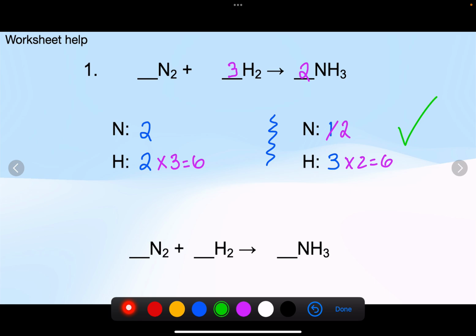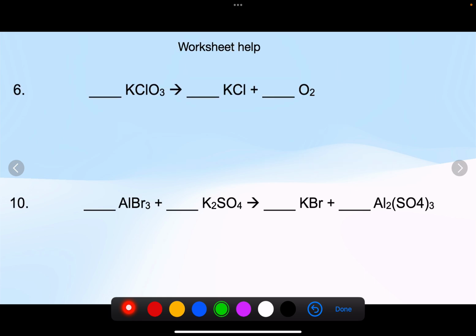This equation is now balanced. Okay? Easy peasy. Let's go down to number 6. So number 6 is a different type of reaction. It's a decomposition. You've got one compound breaking apart into component parts. We'll get into the identification of molecules and equation types later. Right now, I just want you to focus on balancing.